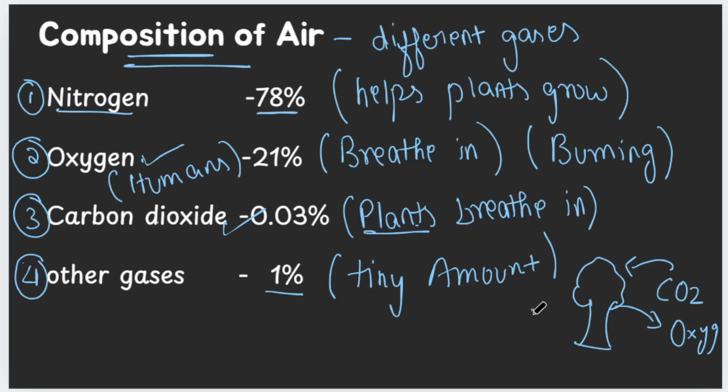This is for plants. Okay. So that's why we are using nitrogen, oxygen and carbon dioxide most of the time. Okay, fine. So these are the composition of air.